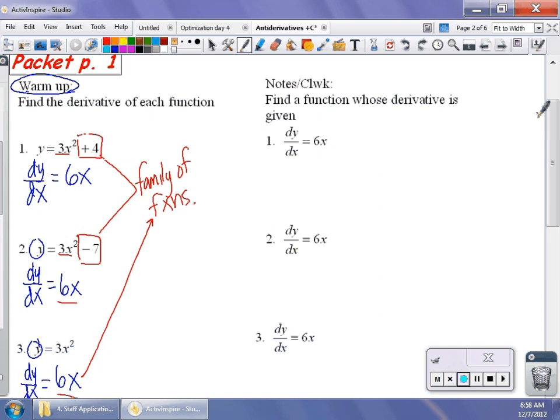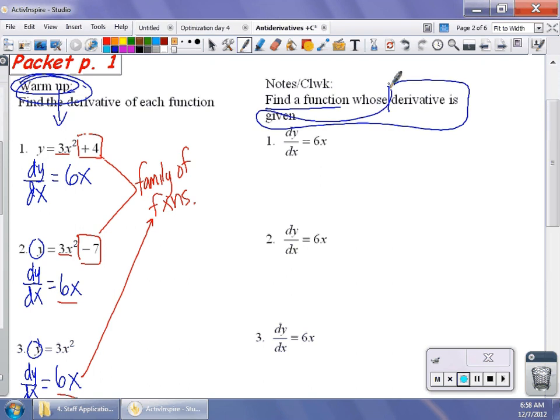And that's what we're going to look at today, or in this particular lesson. We're going to look at how do you go back to the original function if you start with the derivative. Notice in the warm-up, we were given an original function, and in every case we were finding our slope generator. We were finding the derivative of the function. But now we are finding a function whose derivative is given.